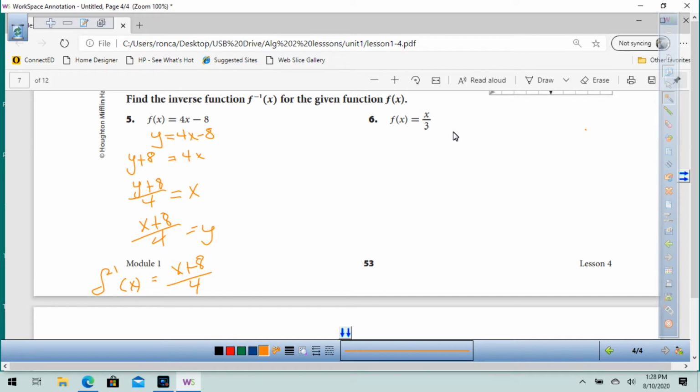Do the same thing over here. We've got y equals x over 3. Multiply both sides by 3. You got 3y equals x. Swap the x and y. 3x equals y. Rewrite it as an inverse. And there we go.